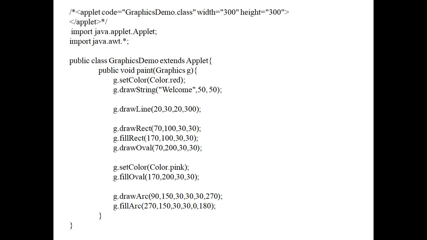So in this program, I've used various methods that belong to the Graphics class, and all these methods must be invoked inside the paint method. So I define my class, extend the Applet class in my class, and define the paint method. Inside the paint method, using the object of the Graphics class, I will call the different methods that are present in the Graphics class.